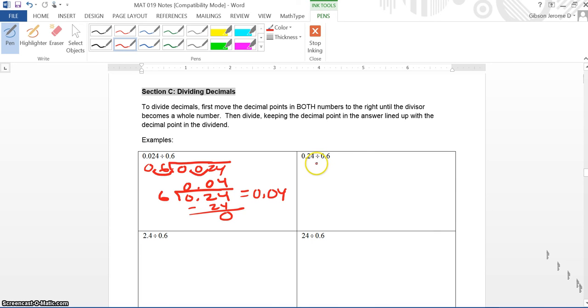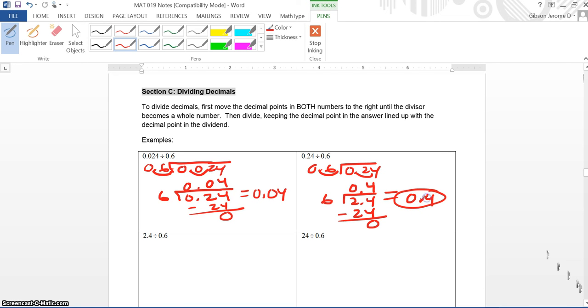Now we go here to the next problem. Same thing. We would take 0.6 into 0.24. And we have to move this decimal one place to the right, move this decimal one place to the right. So we will have 6 into 2.4. We'll bring up our decimal. 6 goes into 2 0 times. 6 goes into 24 4 times. 4 times 6 is 24. And we have no remainder. So our final answer is 0.4.